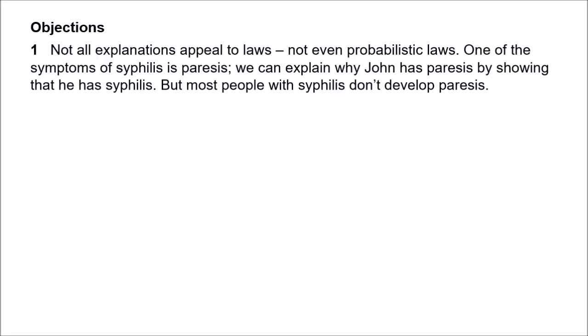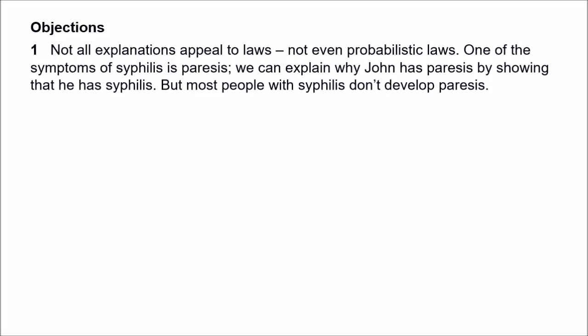A good example is that one of the symptoms of syphilis is paresis. And this is a kind of muscular weakness which causes partial paralysis. So if John has paresis, we can explain why he has this by showing that he has untreated syphilis. The problem is that paresis is a very uncommon symptom of syphilis. Only a small percentage of people with untreated syphilis will develop paresis. So it looks like there isn't even a probabilistic law here. And this kind of problem arises with many other cases as well.